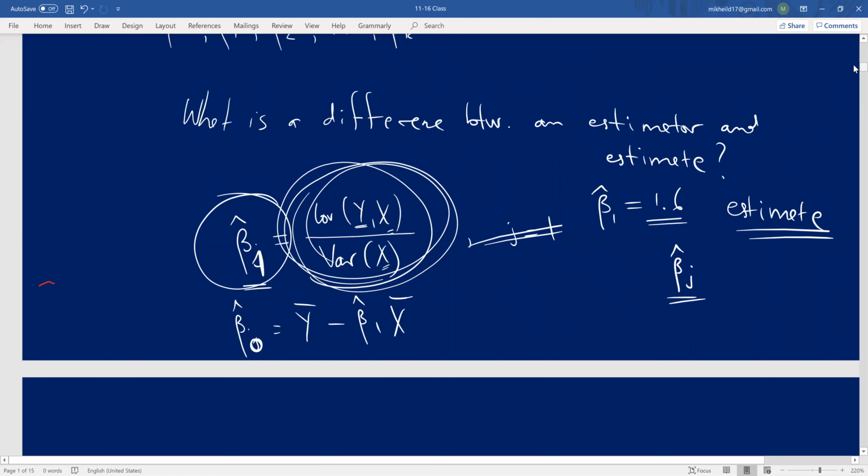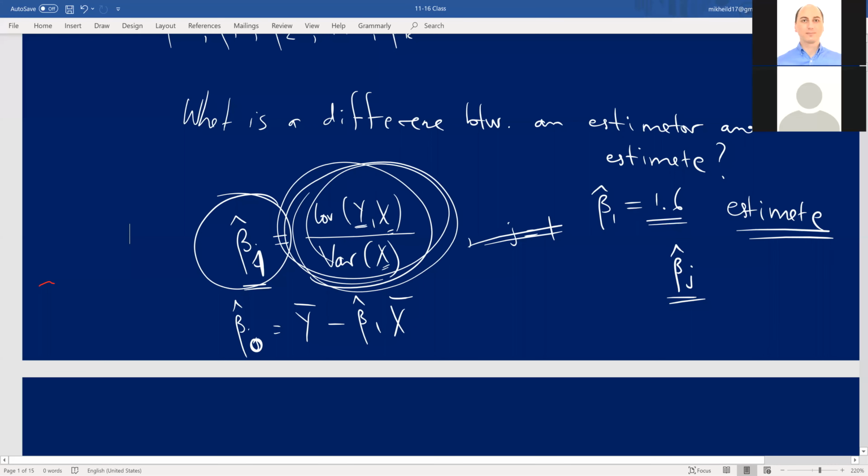Yep. So that's the difference between an estimator and an estimate. Again, let's repeat. An estimator is a function of what? Of the variables, of the values of the variable. And the estimate is the value obtained once you plug in the numbers for the x's and y.